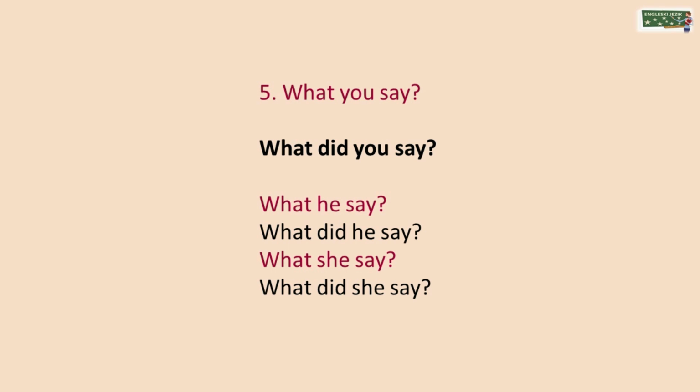Number 5. What you say? This is incorrect. If you want to ask a question, you need to use did in it. For example, the correct way to say this is, what did you say? And many people just forget to use did. We have other examples. What he say, which is incorrect. What did he say is correct. What she say, incorrect. What did she say is correct. So don't forget to put did in your questions.